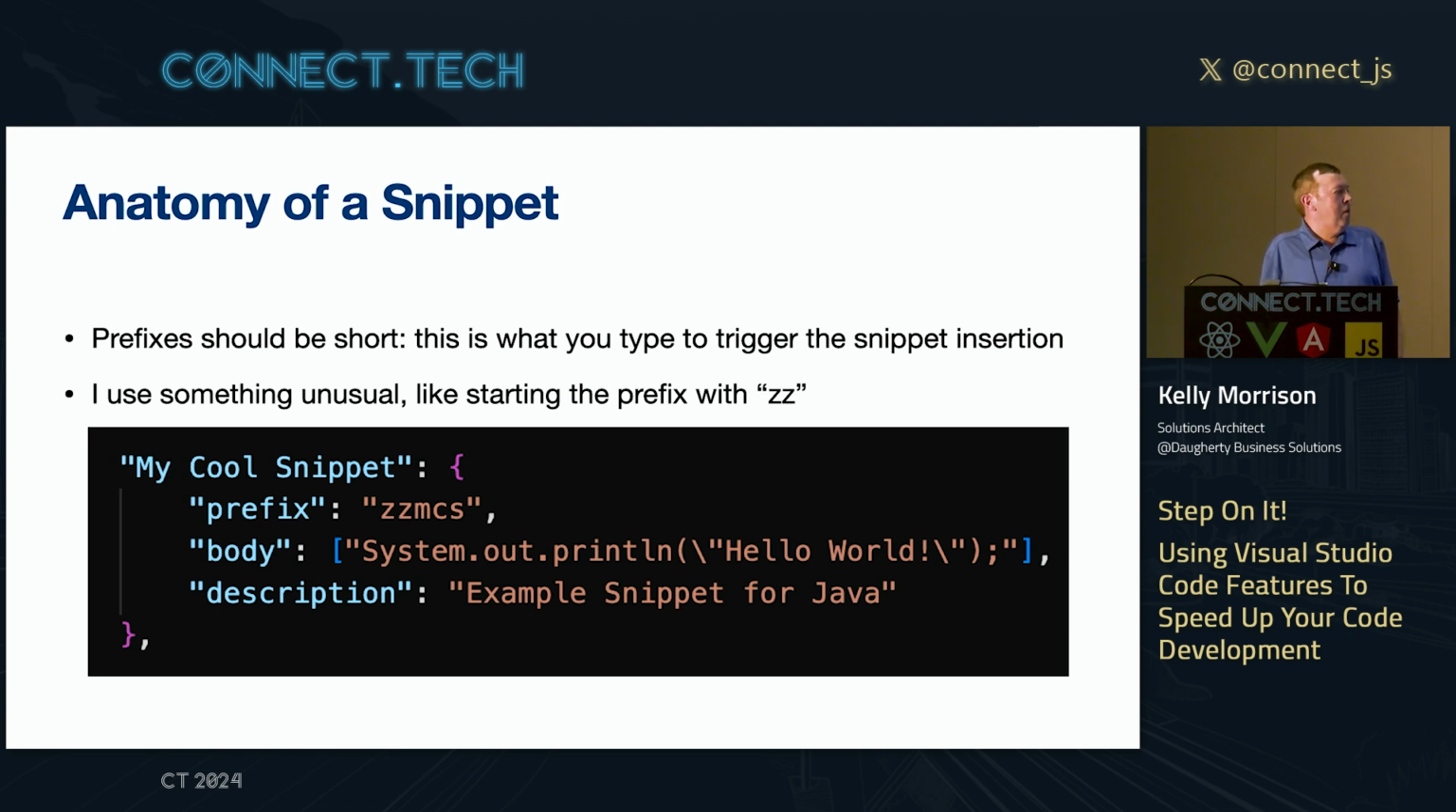So to create a snippet, you just figure out a prefix you want to type, like ZZ MCS. You paste in an array of strings that are the text you want to put in. And then you give it a name that makes sense, like my cool snippet.